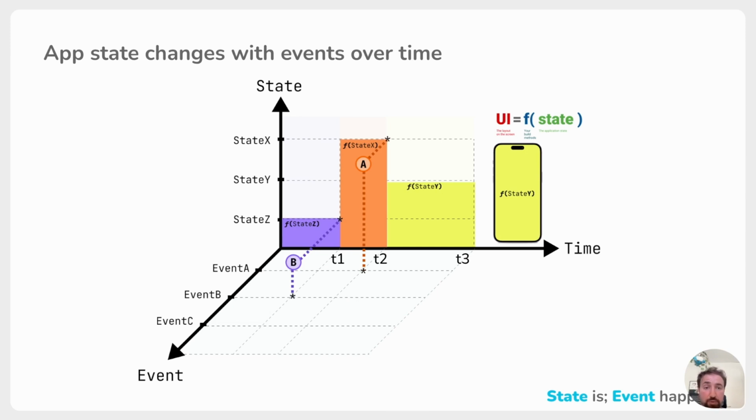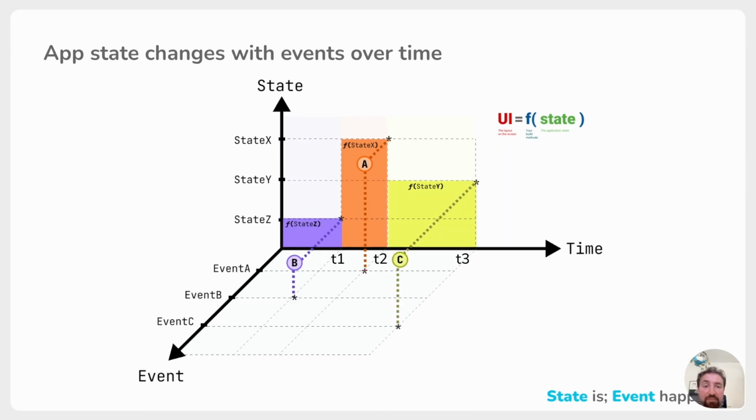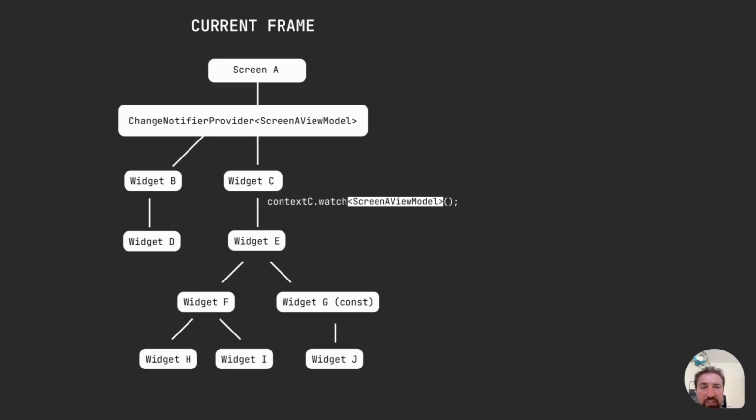Similarly, at time t2, the state becomes state Y because event A happens and the app shows the yellow screen. And at time t3, event C happens, probably the time when the app is closed. Now, let's go deeper to the screen level state management.